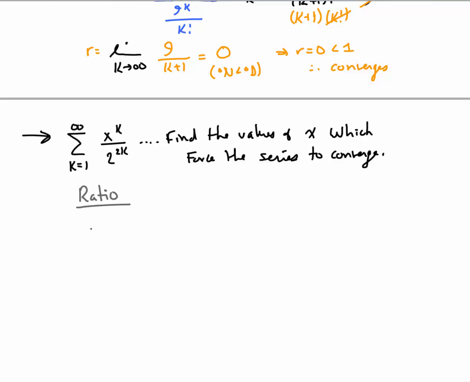So for the ratio test, I look at the limit as k approaches infinity of the next term, so all of my k's become k plus 1s. Now this isn't just 2k plus 1, it's 2 times the quantity k plus 1, divided by my current term. But when you divide by a fraction, you multiply by the reciprocal, so this pops up top, x to the k. And again, I want to simplify here.